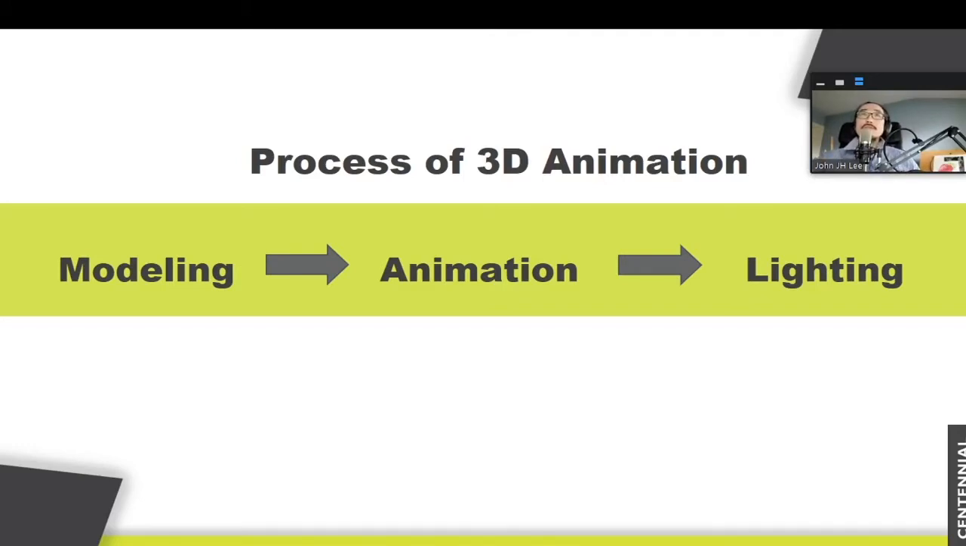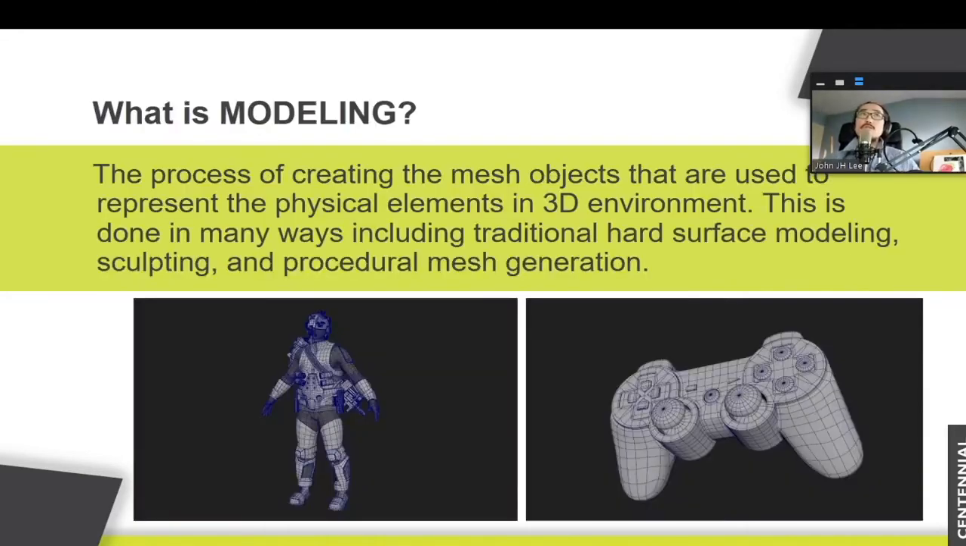Each process of animation can be easily divided into three big stages: modeling, animation, and lighting. Let me talk about what these stages are. What is modeling? Modeling is the process of creating the mesh objects that are used to represent the physical elements in a 3D environment. This is done in many ways, including traditional hard surface modeling, sculpting, and procedural mesh generation.